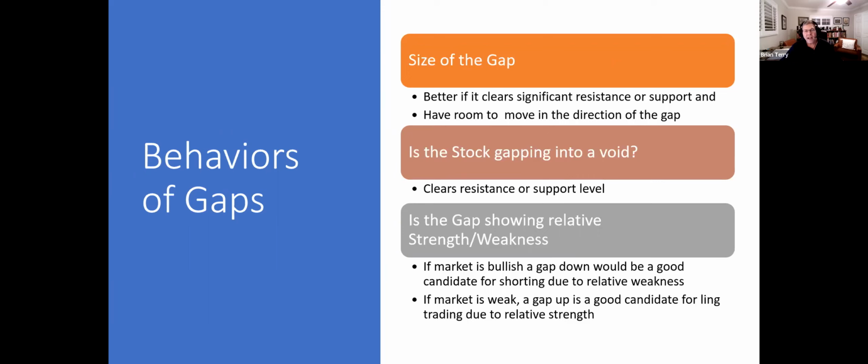The next part is the size of the gap. And I really never looked at this before studying this book. If a stock gaps up, what you want to know is where's the resistance level of that stock on a daily basis. And if it's above that resistance level, then that's a great gap. If it's right up to a resistance or right just below it, it's probably not going to be a gap that's going to continue on. So that's the size of the gap.